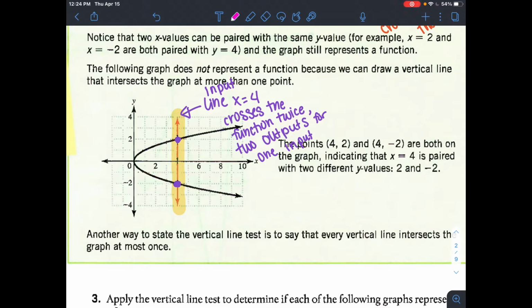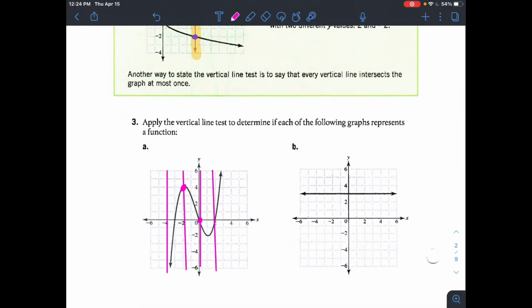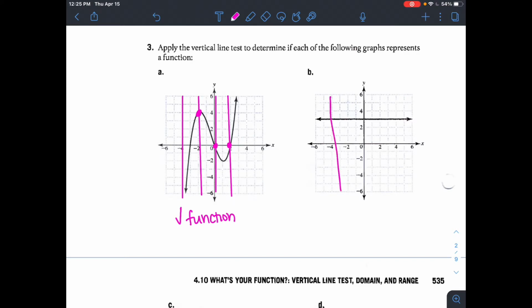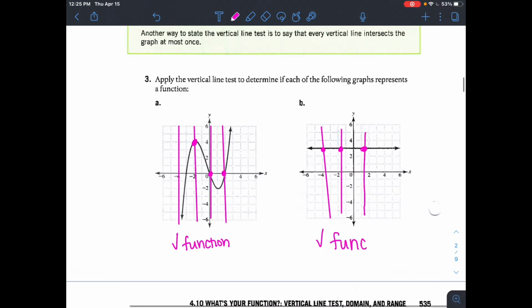Okay. So for number 3, apply the vertical line test to determine if each of the following graphs represents a function. Okay, so if I drew my line here, I don't actually intersect. I draw my line here, I only intersect once. That's good. If I draw it here, only once. I draw it here, only once. So it looks like it's good. I drew a couple different lines just to verify, and it only crosses once. So yes, this is a function. If I'm looking at B, draw my line here, intersects here. Vertical line, good. Intersects once, okay. Doesn't look like it's going to fail the vertical line test. So this one is a function.